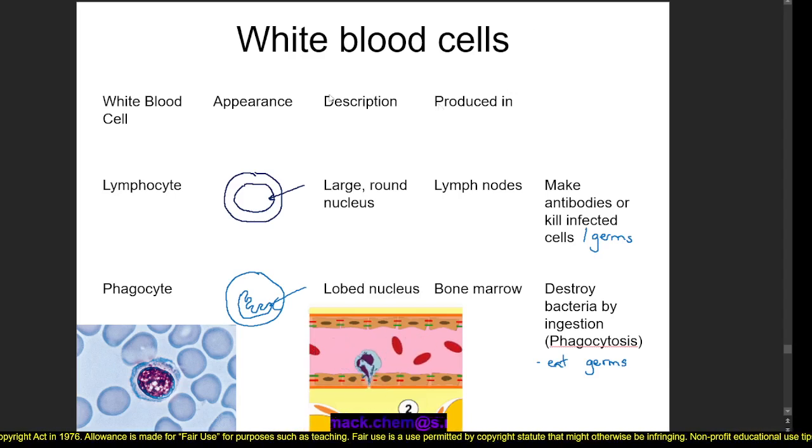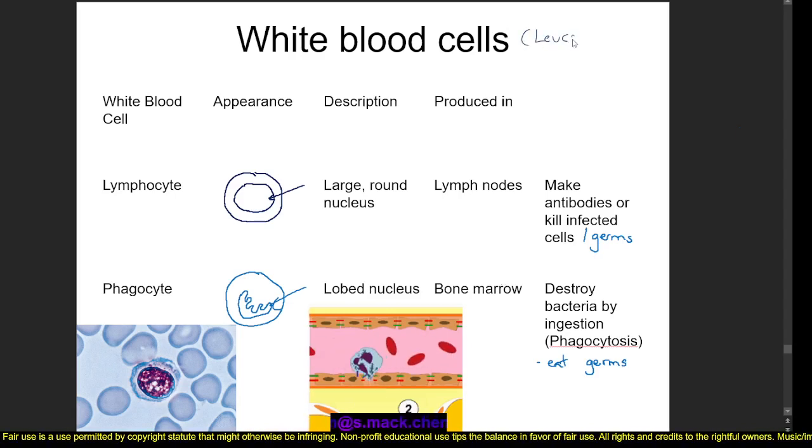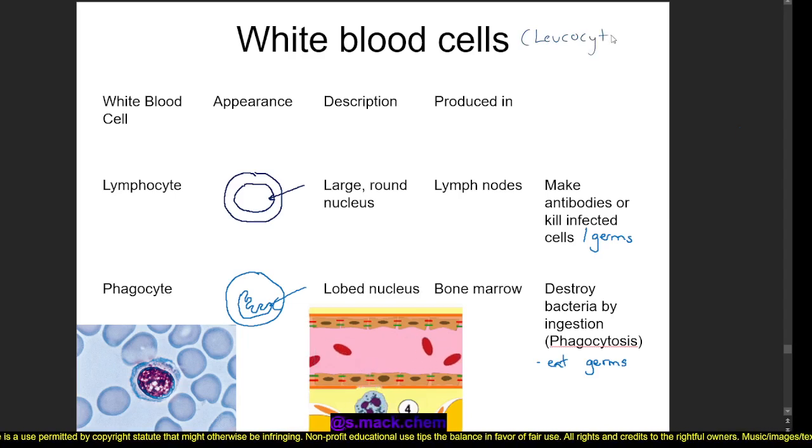On this slide, there's a little more information which is presented in a table, and it looks at two types of white blood cells. I'm going to use three new terms that I would expect you to know. The three new terms are that white blood cells are referred to as leukocytes. Right, so this is their technical term. And there are two white blood cells that we will look at.